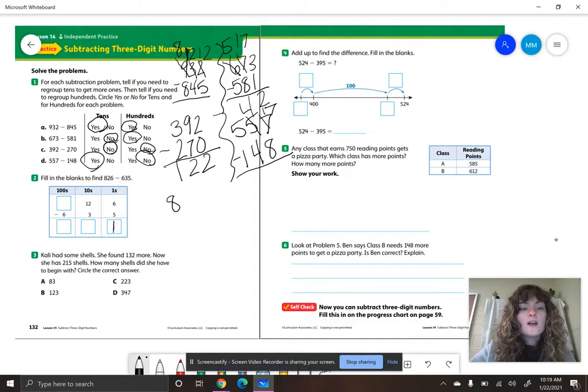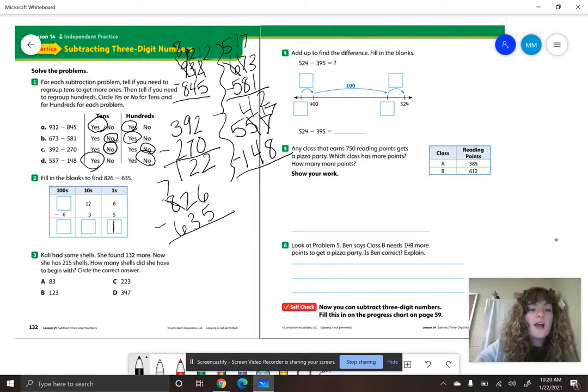So if my whole was 826 minus 635, and I had to regroup in the hundreds, how many hundreds would be left in the hundreds place? I would have 7 hundreds. So what number is going to go here? 7 hundreds. Now we were regrouping. So that means we took 100 and unrolled it into 10 tens to add to my 2 tens in my whole. So I'm still showing 826, but I have regrouped.